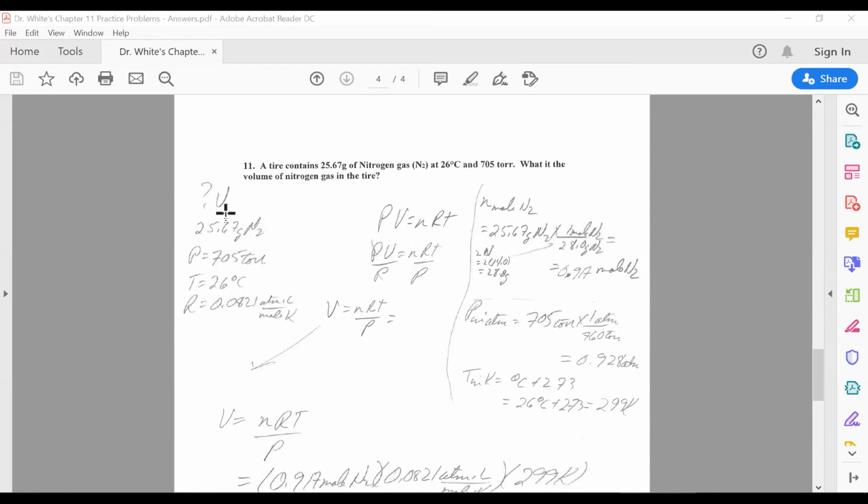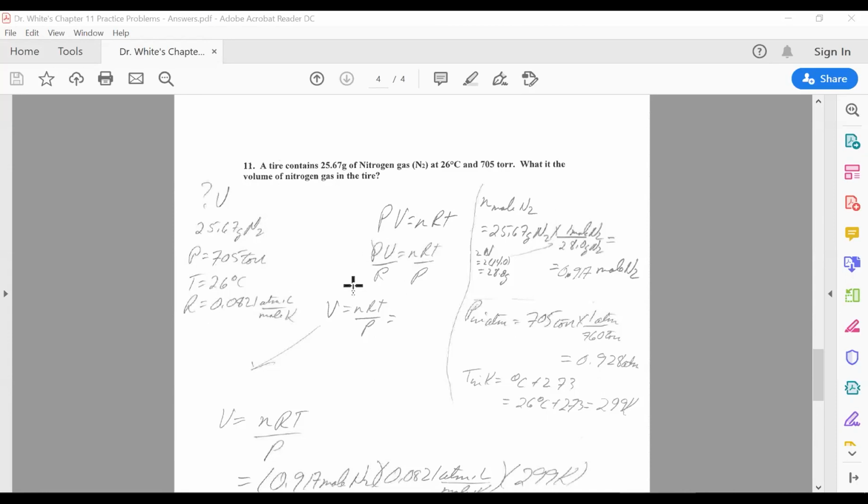Now, if we look over here, what are we being asked to find? Volume. What are we given? The weight of nitrogen. What are we also given? 705 torr is a pressure. 26 degrees C is a temperature. You'll be given R. Again, look for the important information so you see you don't have to memorize these. 2 years ago when I taught this course, I'd have students memorize it, and I finally decided it's better to teach students how to use stuff, not to test how good their memory is.